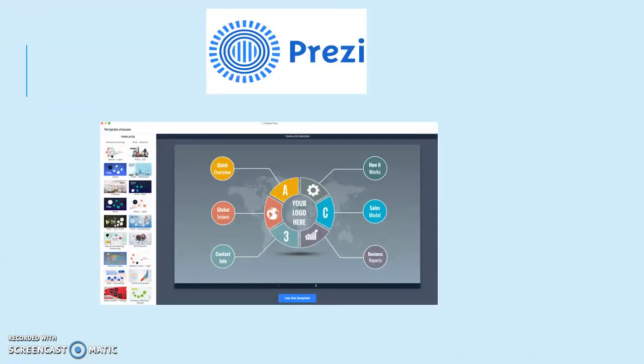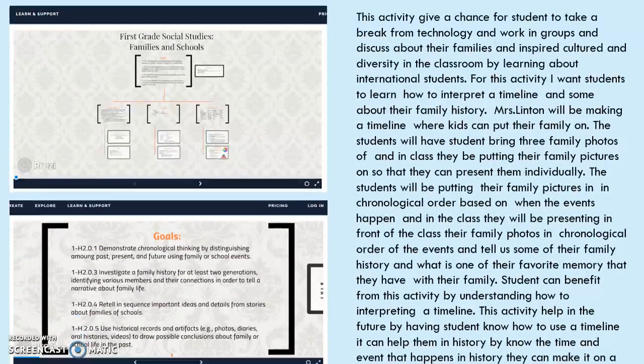Here's the third lesson plan, which is Prezi, and they're going to be learning how to interpret a timeline, which is very important in history for time and events. And this activity gives students a chance to take a break from technology for a bit and work in groups and discuss their families and inspire culture and diversity in the classroom. And especially if you have international students in the class, it would be a great thing.